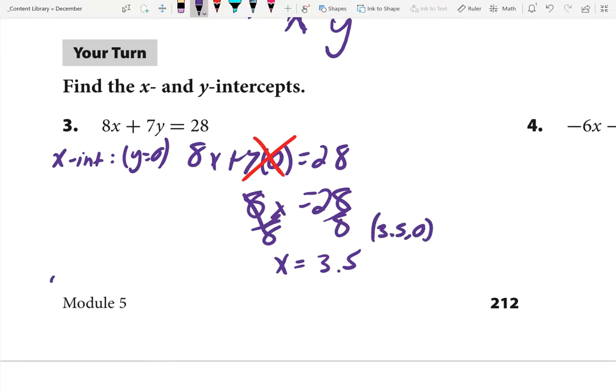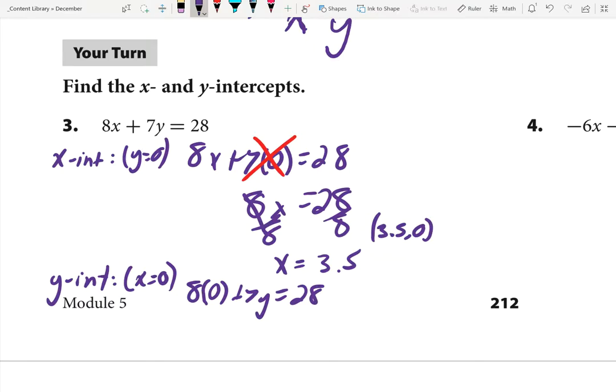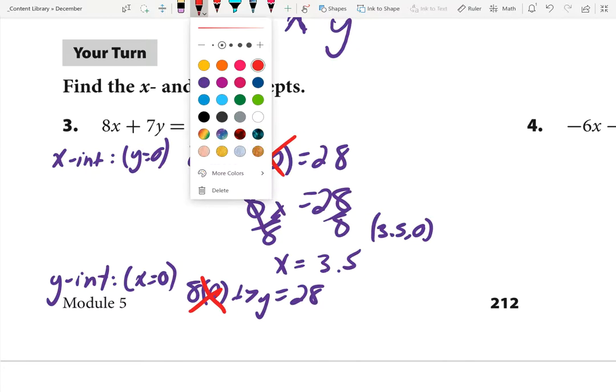When we want to find the y-intercept, that means plugging in 0 for the x value. So this would be the equation 8 times 0 plus 7y equal to 28. And then, of course, 8 times 0 is 0, so that's going to cancel out.